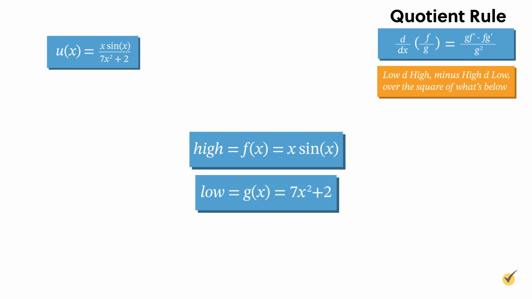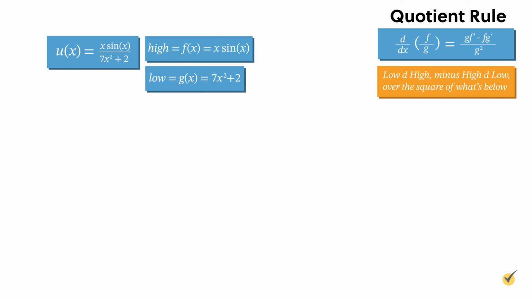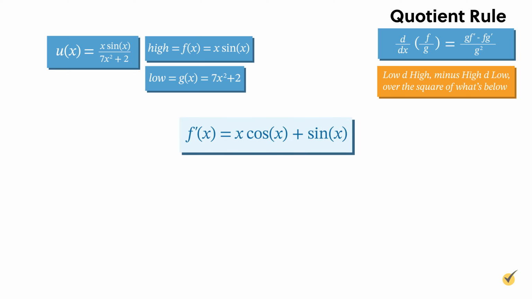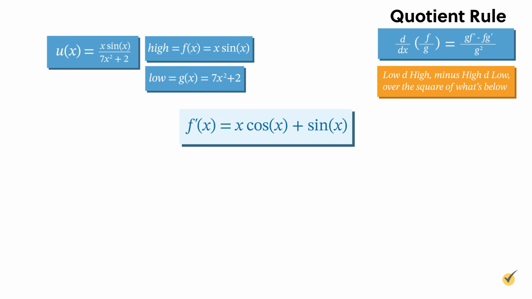Now the quotient rule tells us that the derivative's numerator equals low d high minus high d low. So let's go ahead and figure out what f prime and g prime are equal to now. To get f prime, we need to use the product rule. First, we write x times the derivative of sine x, which is cosine x, and then we'll add sine x times the derivative of x, which is 1. Since g is a polynomial, g prime equals 14x.